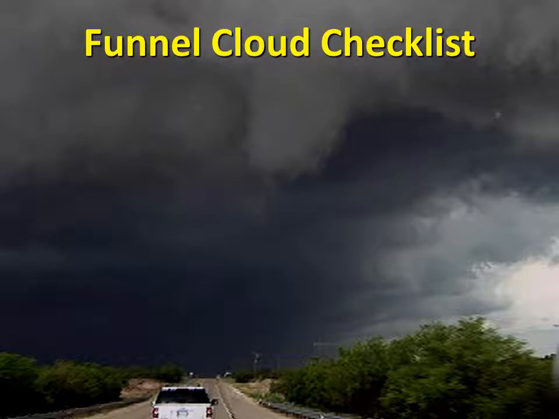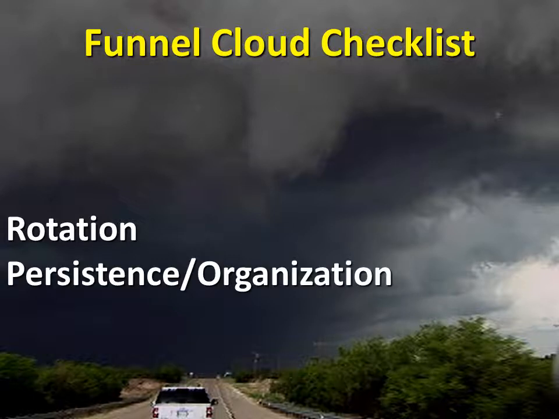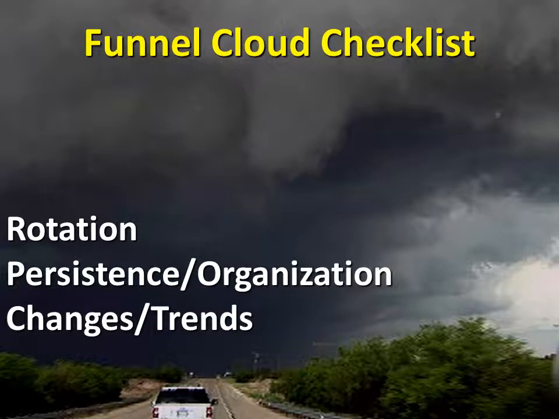Here are some key things to look for to determine if it's really a funnel cloud. Is it rotating? The rotation may be very difficult to see depending on the lighting and the storm location. How persistent is the funnel cloud? Is it persistent, and how is it changing over time? Even if you can't see definite rotation, a persistent funnel-shaped cloud in the right part of the storm is something that should be reported. Also watch for trends to see if the funnel is lowering toward the ground or if rotation is increasing. Remember to describe only what you see without trying to predict what may be happening minutes from now.